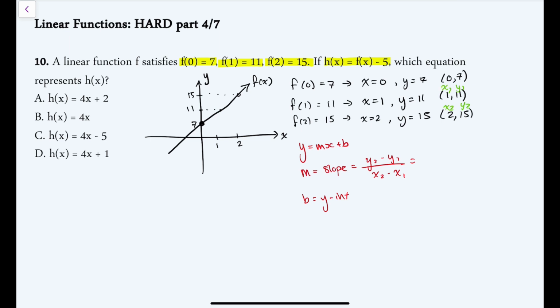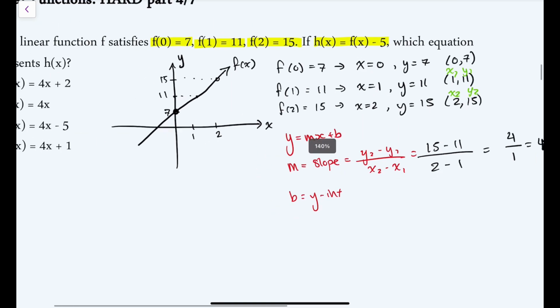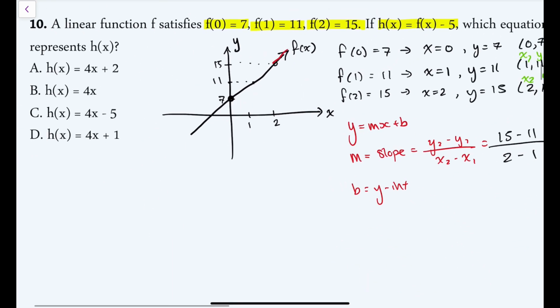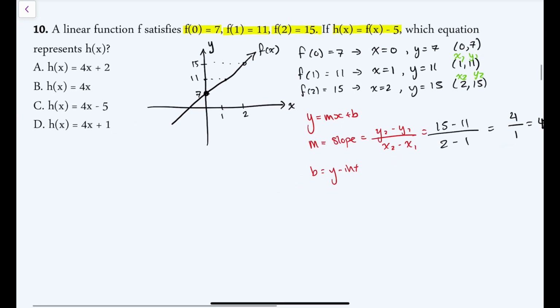So then we get 15 minus 11 over 2 minus 1 is equal to 4 over 1, or just 4. That is our slope. The rate of change is 4. The y-intercept just means where does this line, right, pass through the y-axis? Well, we see that it happens right here, and we plotted that. What point was that? Well, that was 0, 7. So our b value is 7.